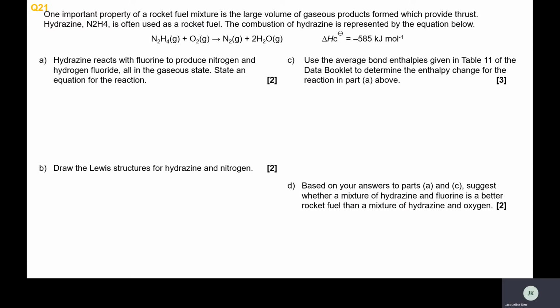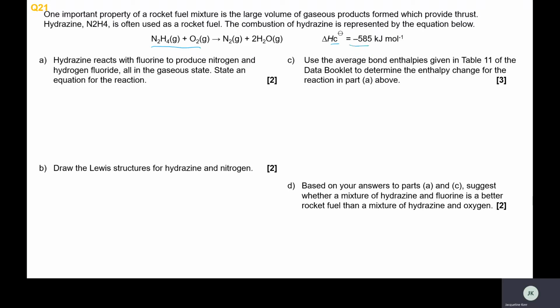So our first question here is talking about rocket fuel, hydrazine, which is one of the ones they quite like to use in exam questions because it is just a neat little, not very large molecule. We can talk about bonding as well as energetics and principles from organic. It tells us here that our hydrazine reacts with oxygen, and so it's a combustion reaction.